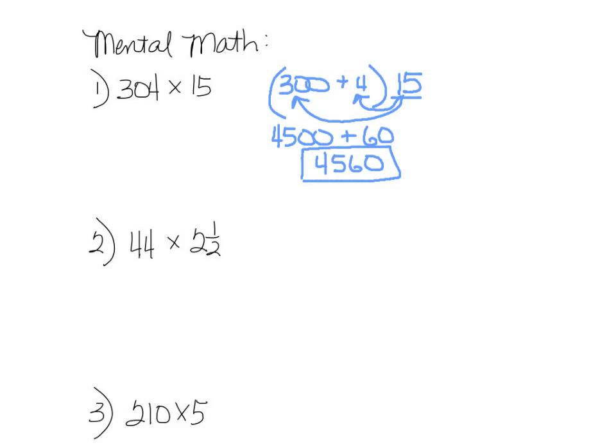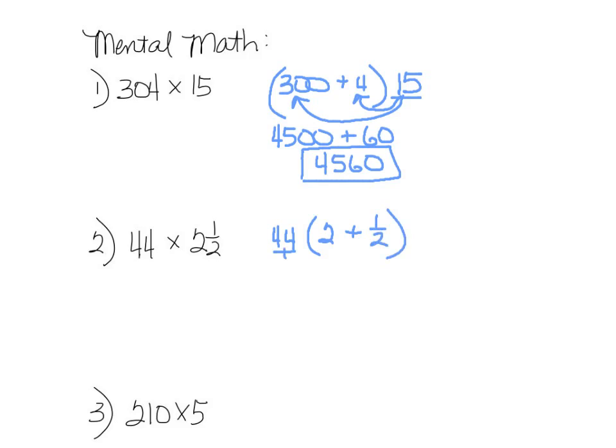Okay, we can break a number into two numbers that are easy to multiply, and then we can add them at the end. All right, let's look at number 2. 44 times 2.5. Well, what I would do here is I would say, well, 44 times 2 plus a half. I don't know my 2.5 times tables, but I know that I can multiply these numbers pretty easily.